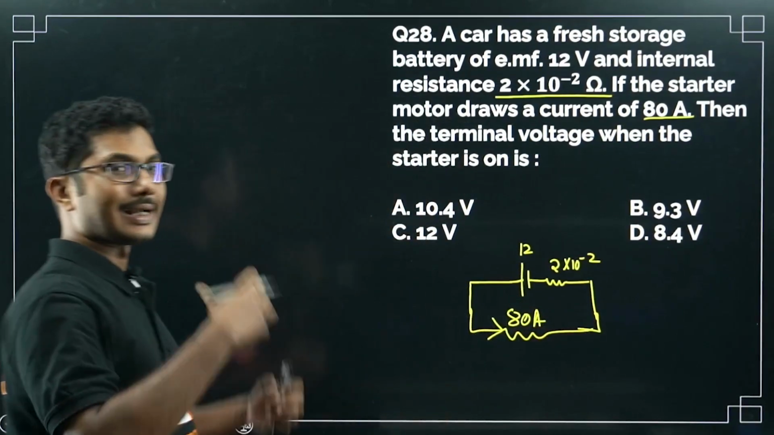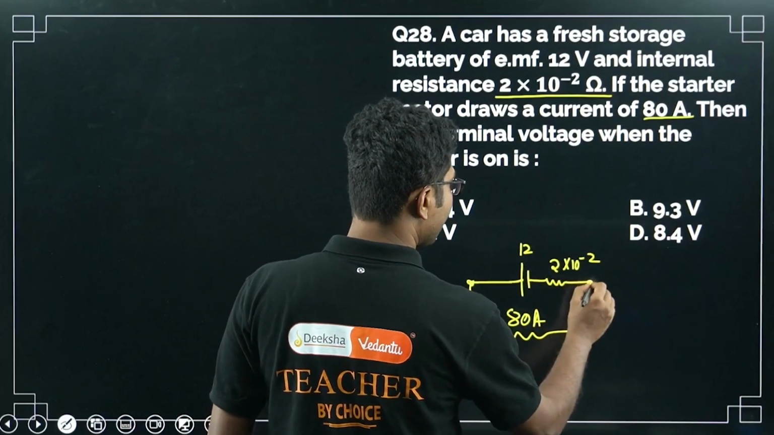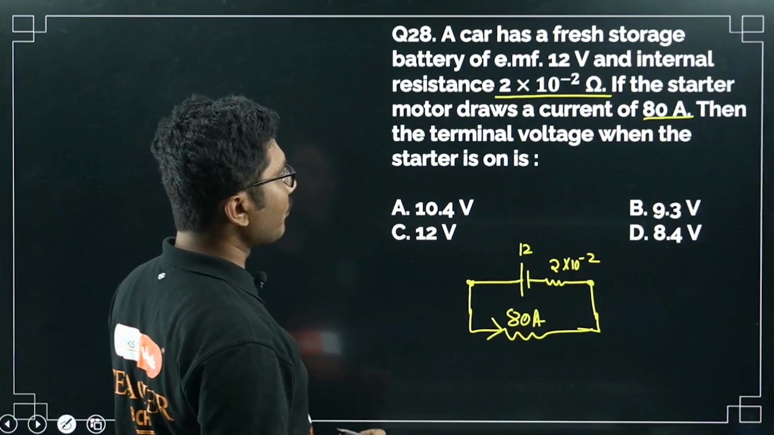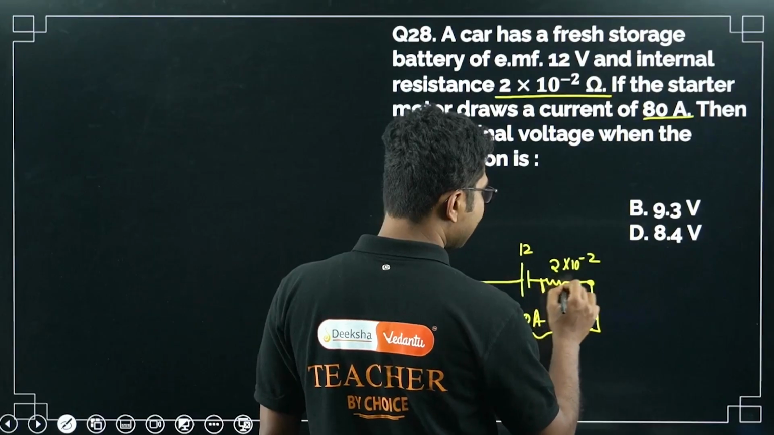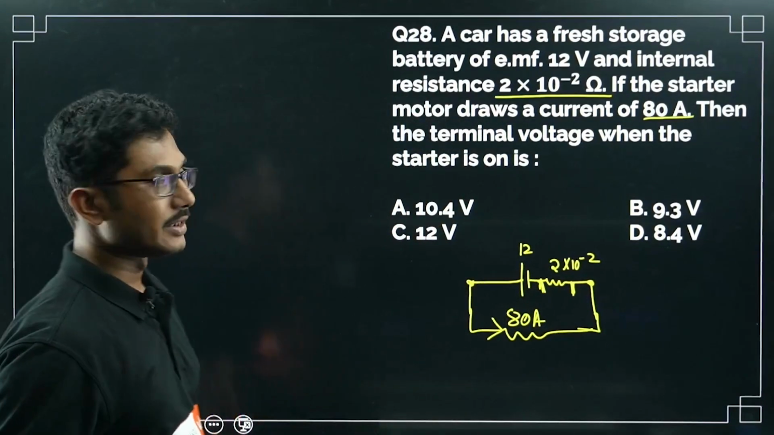So 80 ampere current is being drawn. So what is the terminal voltage? What is the terminal voltage here? That is a very simple question. So first of all, what we have to do? We have to find how much voltage is dropped across this resistance, this internal resistance.